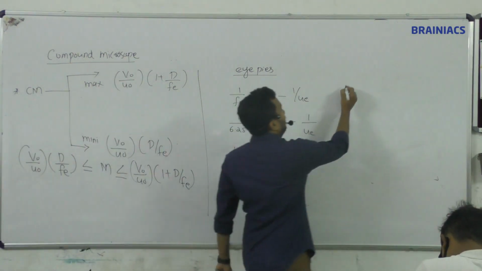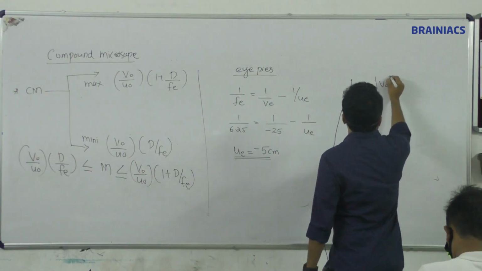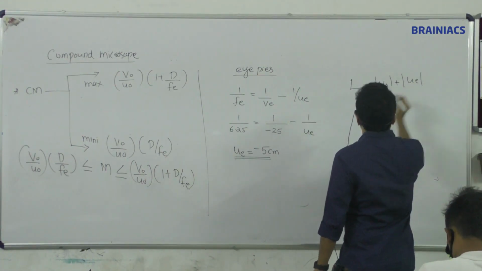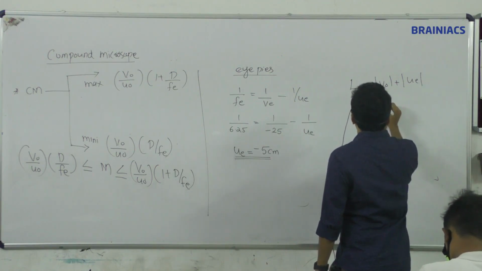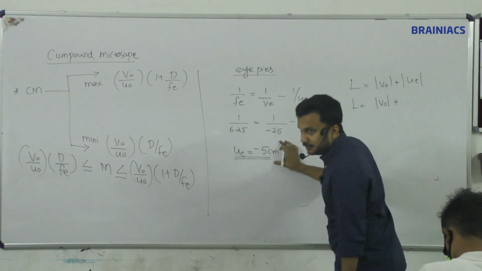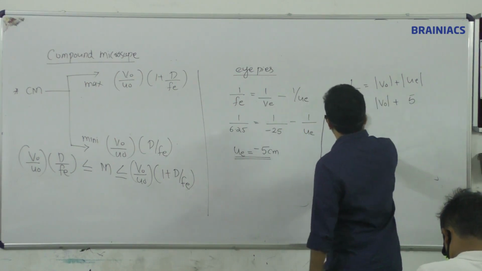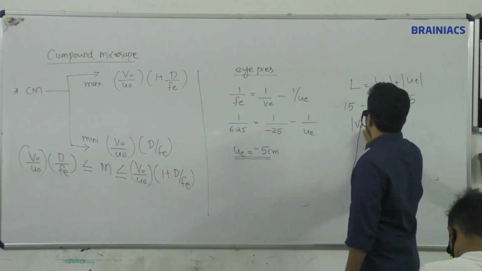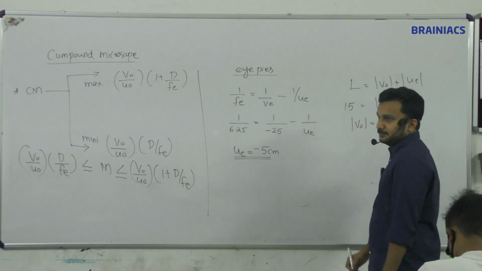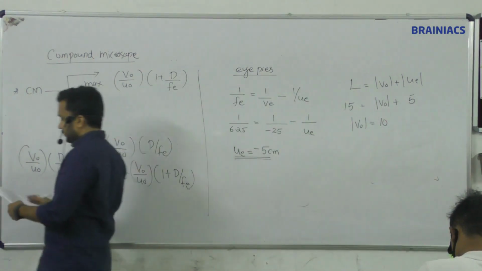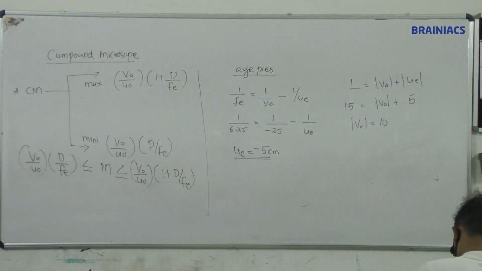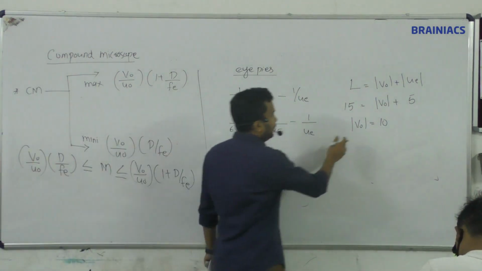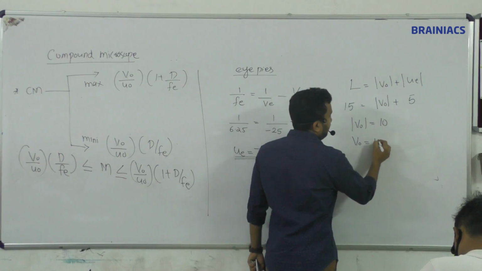After that, I am going to calculate length. Length equal to modulus V0 plus modulus UE. L equal to modulus V0, I don't know. What is modulus UE? 5. Length is 15, it's given, right? So modulus V0 equal to 10. So the V0 value I got is 10. Okay, if modulus V0 equal to 10, you can also write V0 equal to 10.